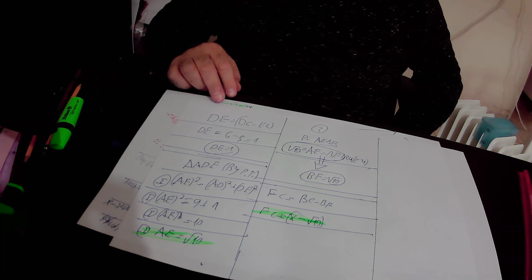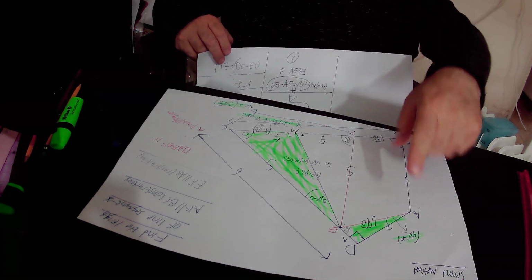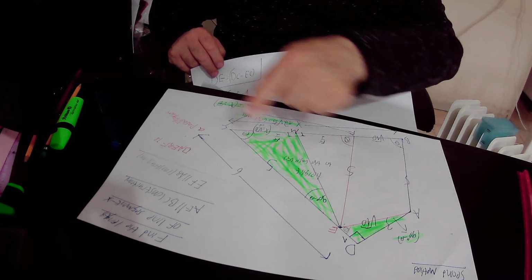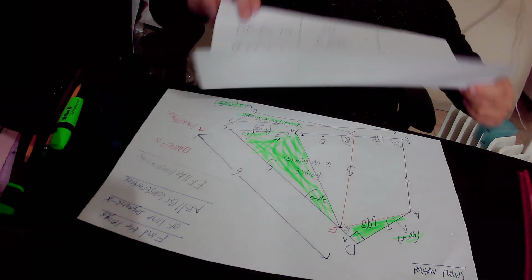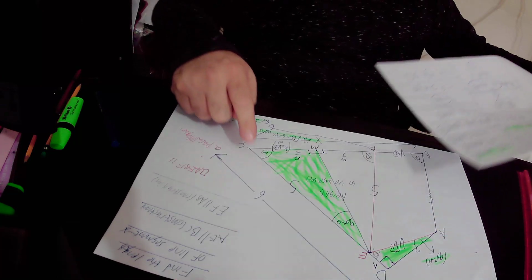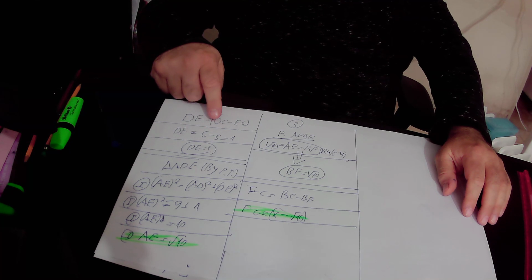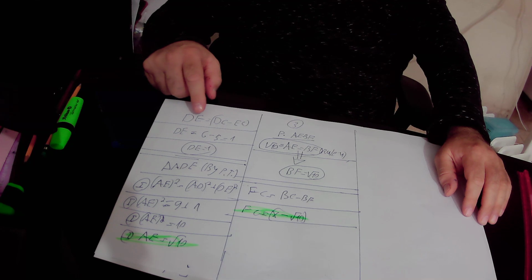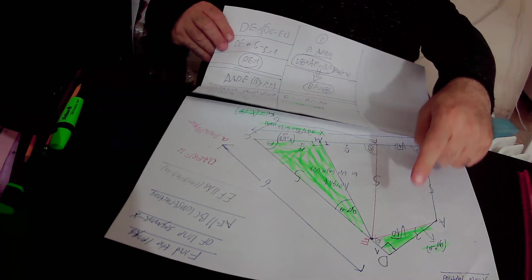DE equals DC minus EC. DC equals 6 units and EC equals 5 units. In conclusion, DE equals 6 minus 5, that is 1. So DE equals 1 unit.